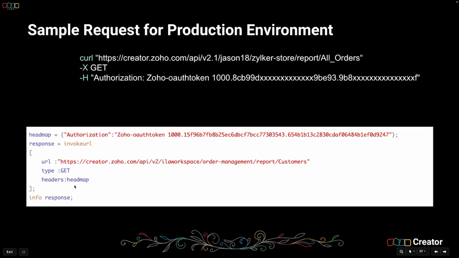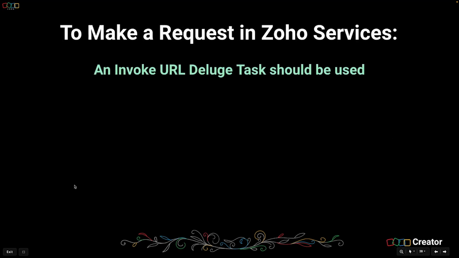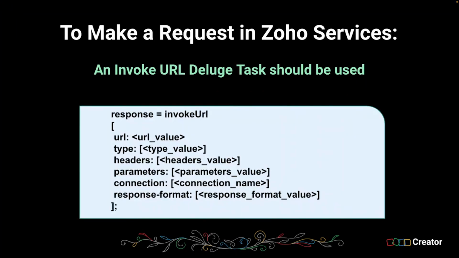This will be done using an invoke URL task. To make a request in Zoho services or to make an integration within the Zoho services, an invoke URL Deluge task should be used. And this is the format of the syntax of the Deluge task. This is an invoke URL task inside which you'll be mentioning the URL value, the type of request that you're going to make, any headers or parameters that you would be required to pass, the response format. The connection link names can also be passed in this invoke URL task.